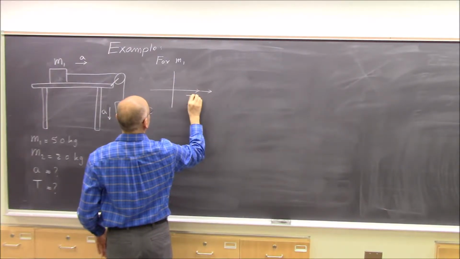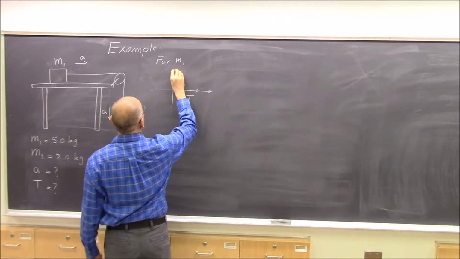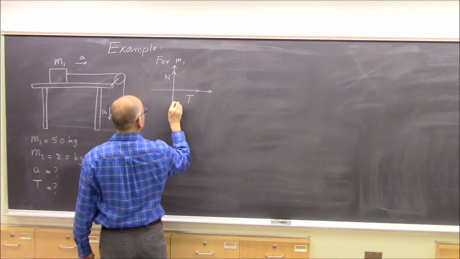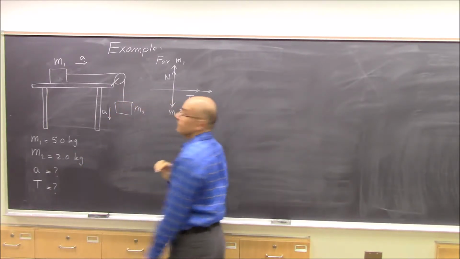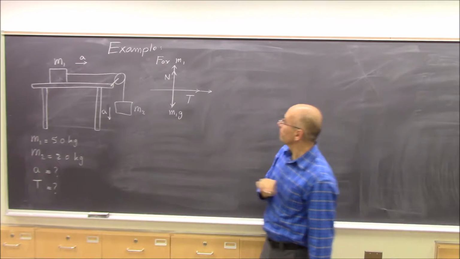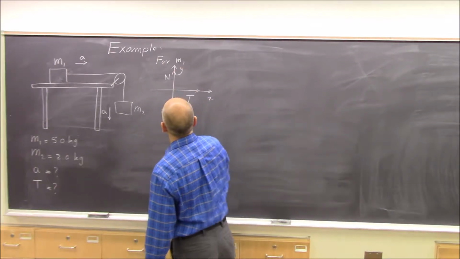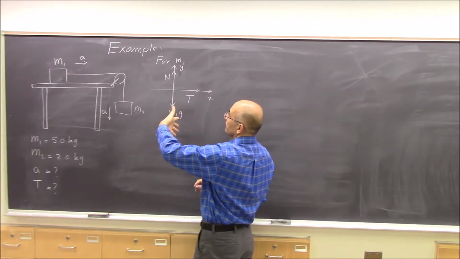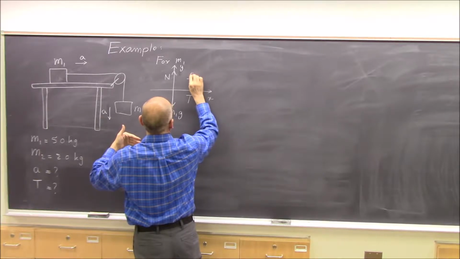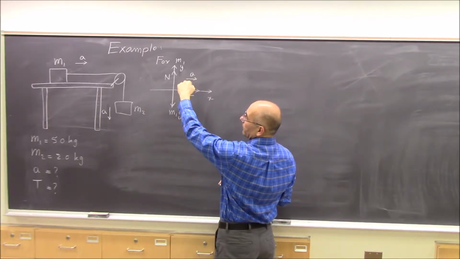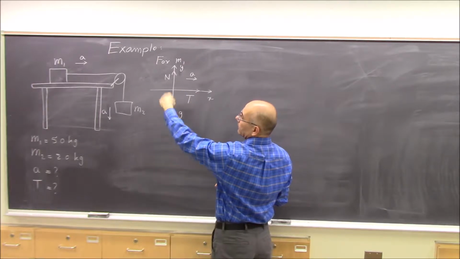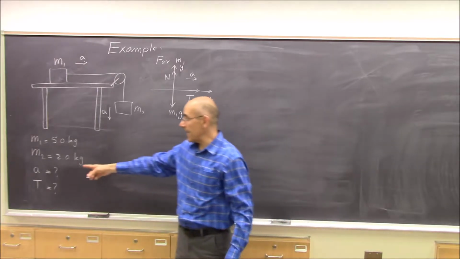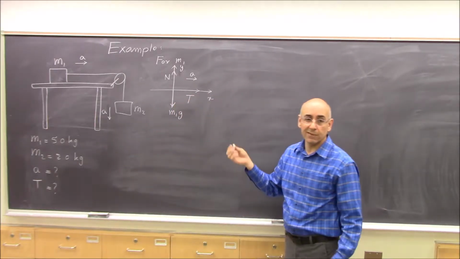The tension force is acting on M1 in the horizontal direction, the normal force in the vertical direction, and M1g this way. This is x, this is y. If you apply Newton's law in the y direction, the acceleration doesn't have a y component. Sum of Fy equal to 0 gives you N equal to mg. That's not useful. You want to look for a and T. None of them is in that equation, so that's not very useful.